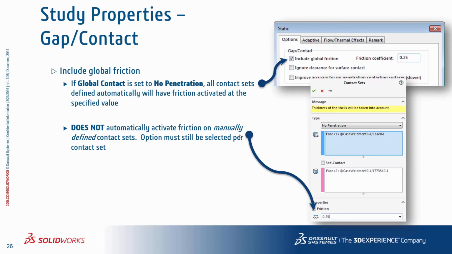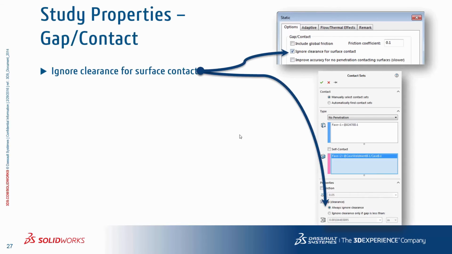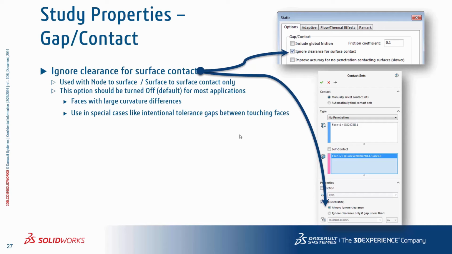Now, keep in mind that this does not automatically activate the friction on manually defined local contact sets. This option for friction must still be specified in your local contact definition as shown here. In most problems, selecting friction in the local contact definition makes the most sense rather than turning on the friction at the global level. Next, the second option in the simulation study properties is called ignore clearance for surface contact. Now what this does is it uses a node to surface or a surface to surface type of formulation.